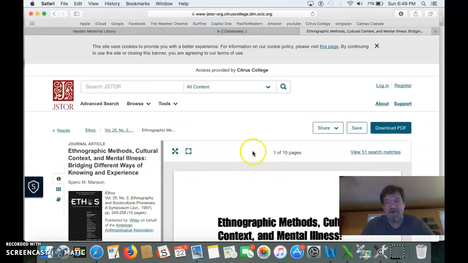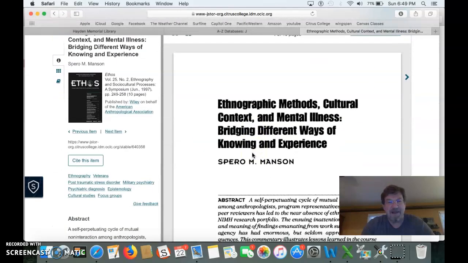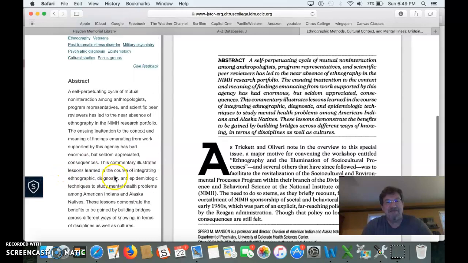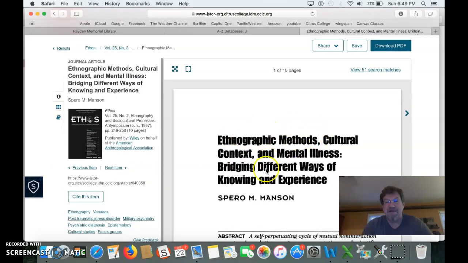I'm going to get the whole article over here, but on the left I will get an abstract of the article. If you look at the abstract, it's telling what's in this article. Down here, when I get to this commentary, it illustrates lessons learned in the course of integrating all these things, and mainly they studied mental health problems among American Indians and Alaska Natives.